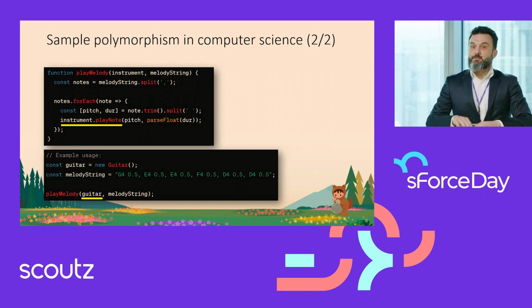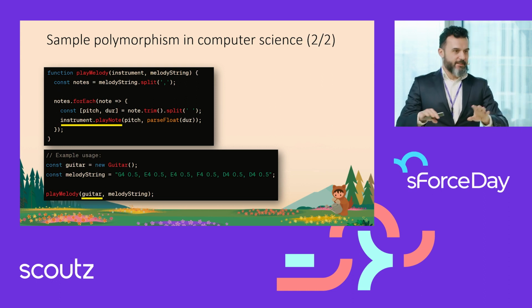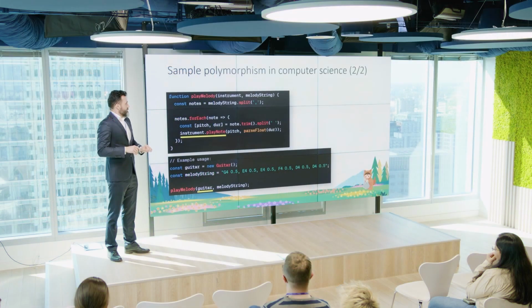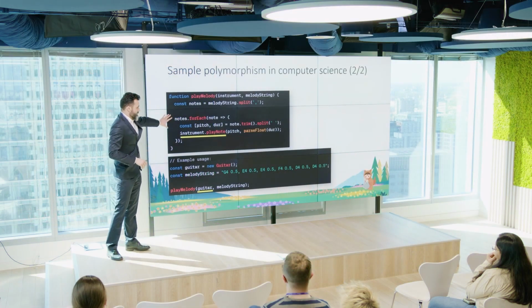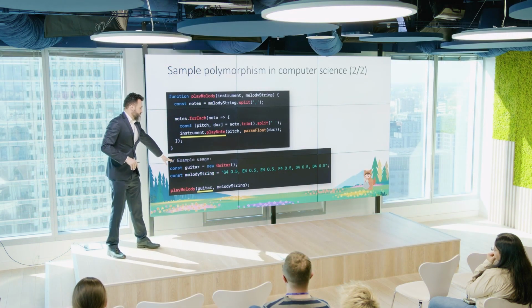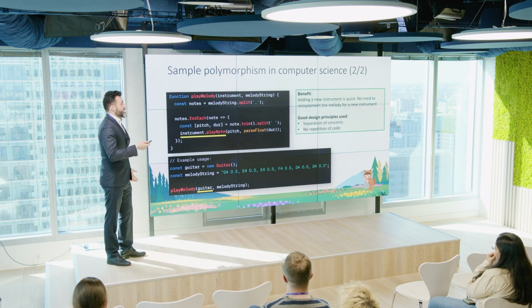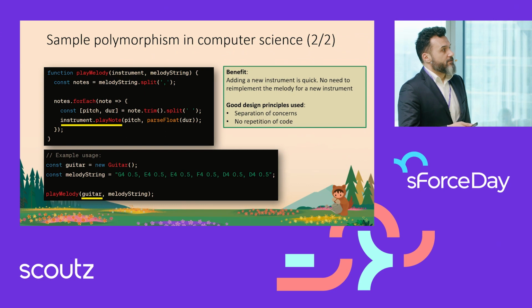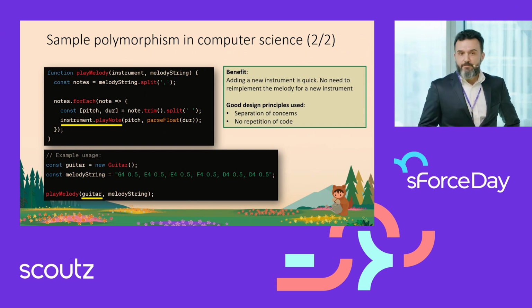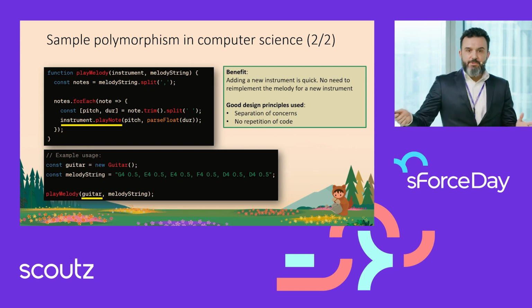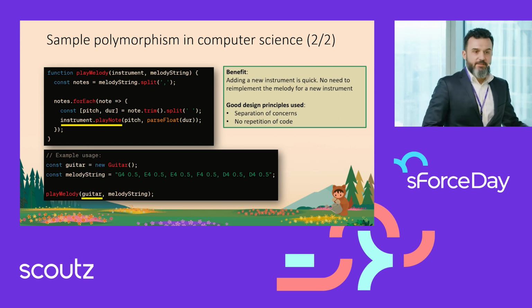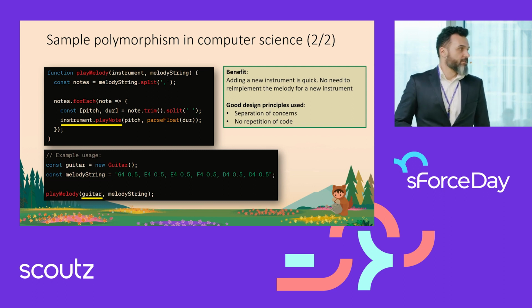I'm sure you've heard of separation of concerns, a good design pattern, right? So the melody is here, and the instrument is separate. And why is it good? What's the benefit? Well, tomorrow, if I need to add a new instrument, it's quick. I just implement maybe a piano with all the different pitches, and I plug the piano in, and the same melody can be played on the piano, right?